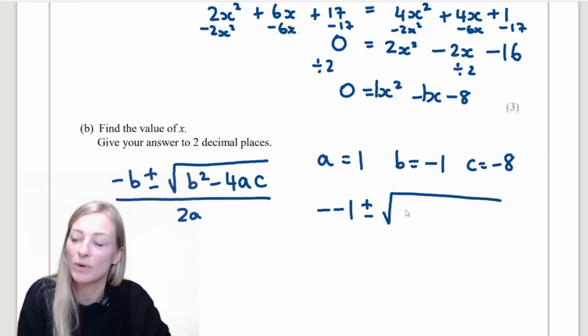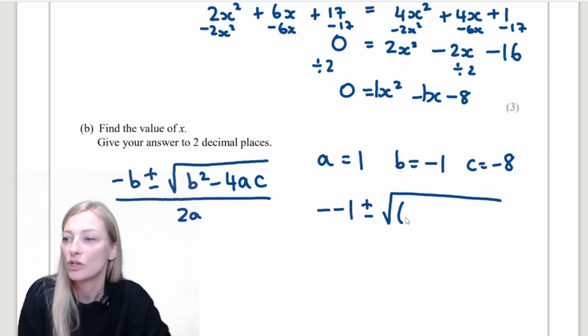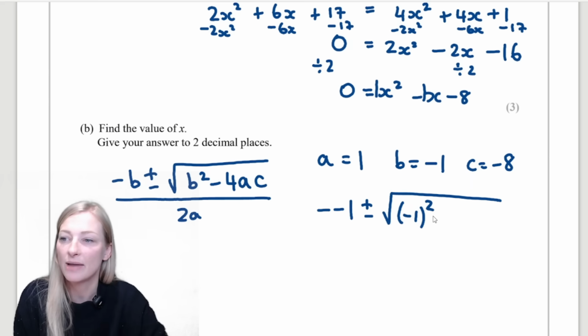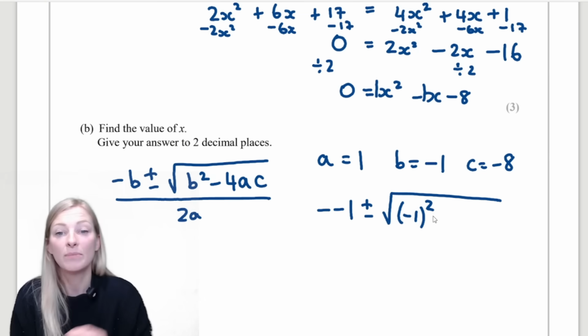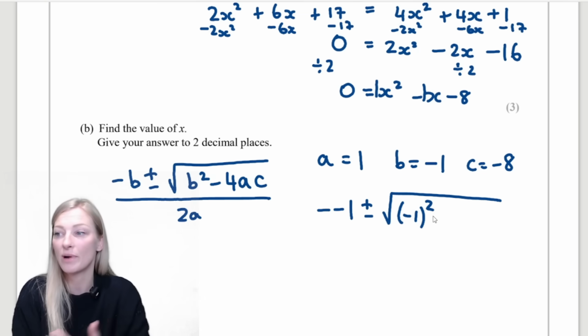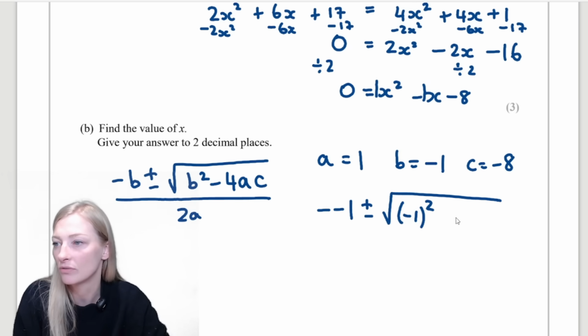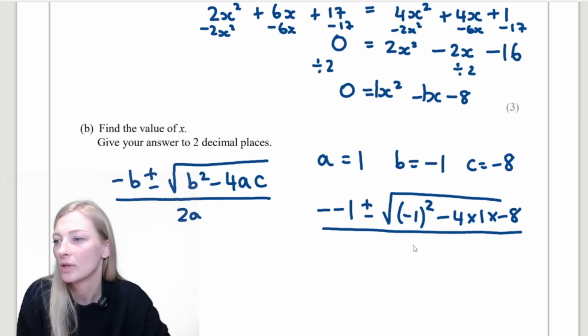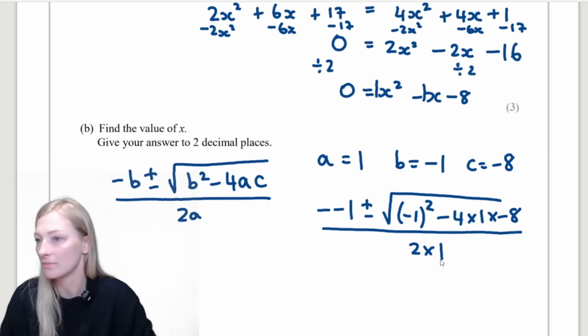Now be really careful when you're squaring a negative. You can put -1 squared in brackets like that. That will do it correct in your calculator. Or you could just put 1. But if you put -1 squared with no bracket, it's going to tell you it's -1 rather than 1. So -4 times 1 times -8, all over 2 times a, 2 times 1.